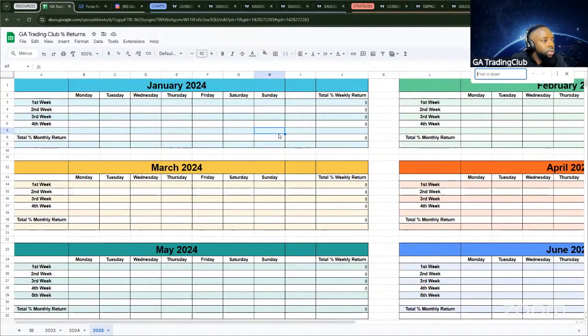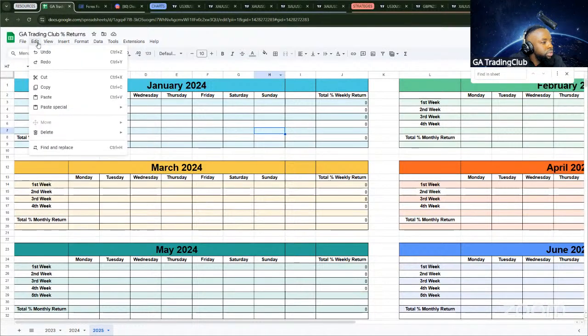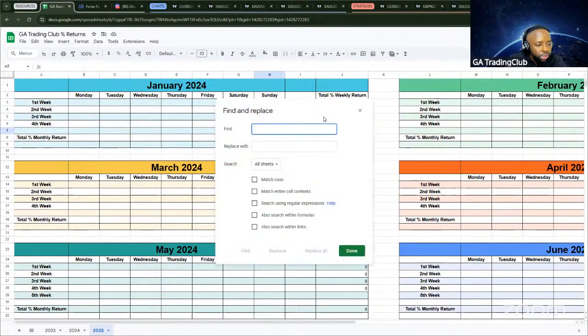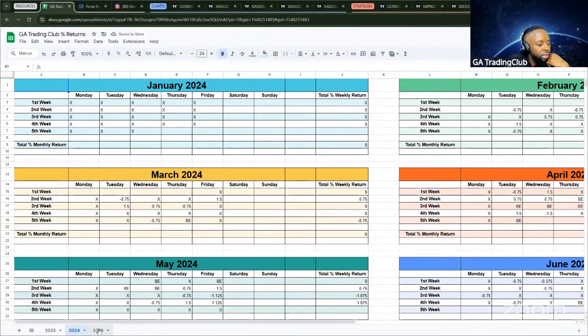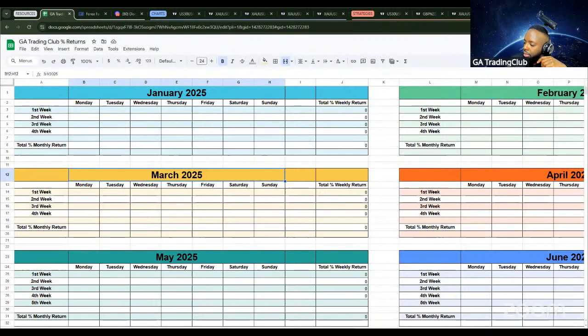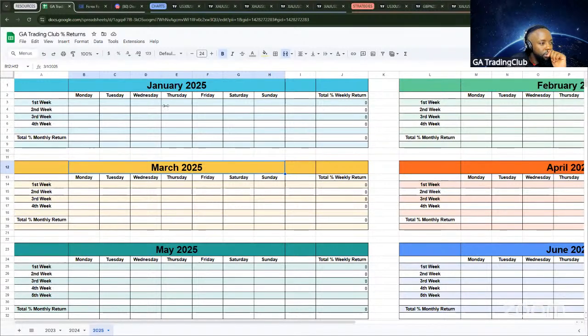Find and replace 2024, 2025. Wait. Oh, no, no, no, no. Wait. No, the sheet. Okay. Hopefully I didn't replace the other one. So we did not trade in January. So January, Wednesday.